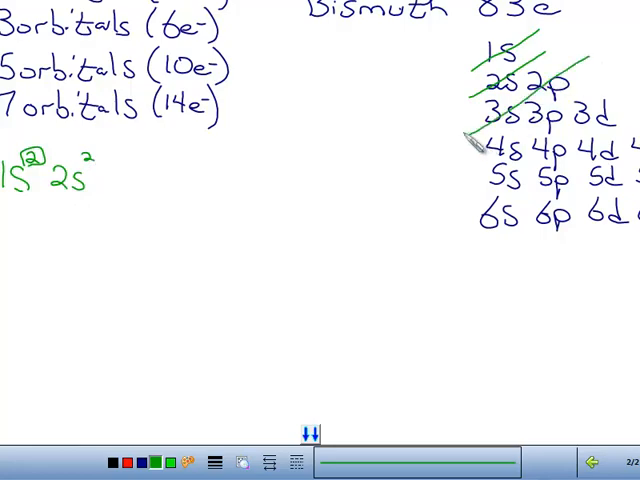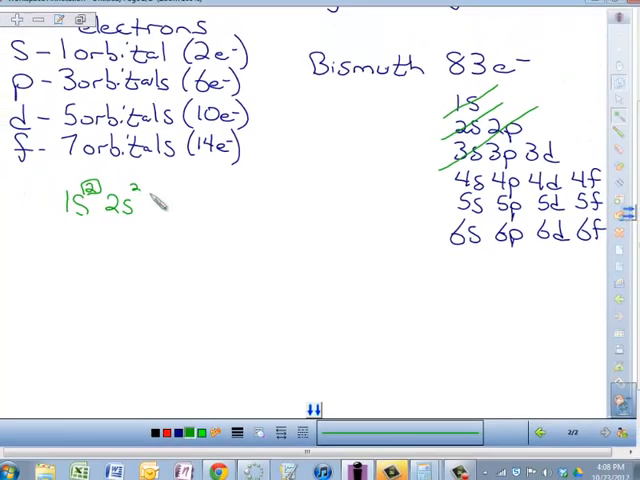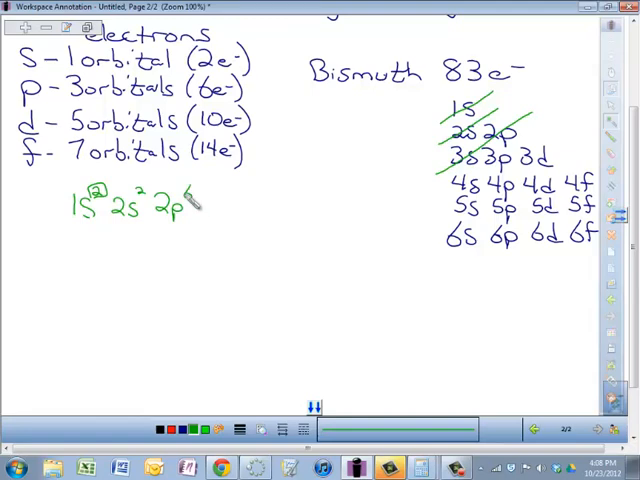Okay, draw my next line. I go 2p. A 2p has 6 electrons. Okay, coming back up here and looking at our 3 orbitals, a p can hold a total of 6 electrons. After 2p comes 3s. And again, an s is going to hold 2. Okay, come back over here. 3p, then 4s. 3p, again, a p can hold 6. 4s is going to hold 2.